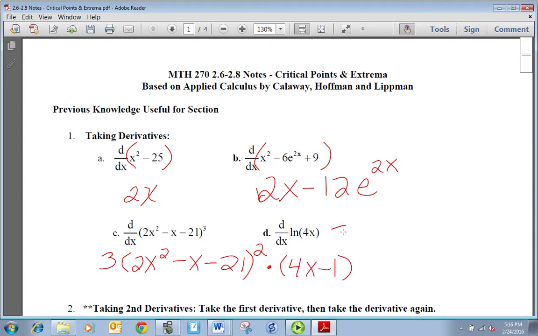And the derivative of ln of 4x would be 1 over 4x times the derivative of the inside, which is 4. So you just get 1 over x.